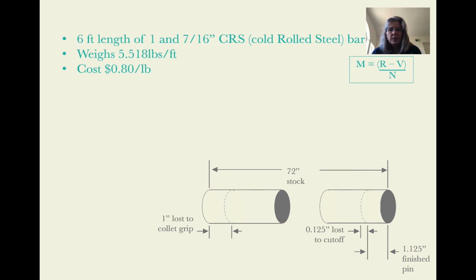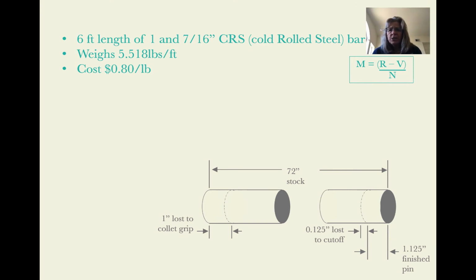What we're going to be doing is cutting pins off of this cold rolled steel bar, and there's some portion that's going to be lost to the collet grip. And then there's some portion at the end that is not going to be enough to make one more pin. In addition, there's an 1/8 of an inch that's lost to the saw when we cut this off. So those are the dimensions of the thing that we're trying to process.